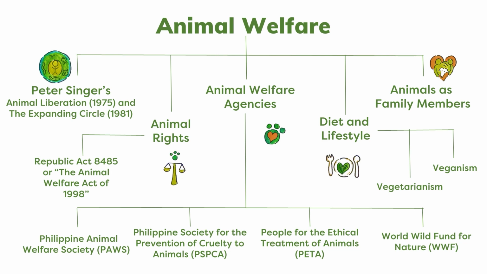We also have animal rights and animal welfare agencies and advocates like the Philippine Animal Welfare Society, or what we call PAWS, and the Philippine Society for the Prevention of Cruelty to Animals, or PSPCA. Animal rights defenders and advocates also exist under this approach, such as People for the Ethical Treatment of Animals, or PETA, and the Worldwide Fund for Nature, or WWF.